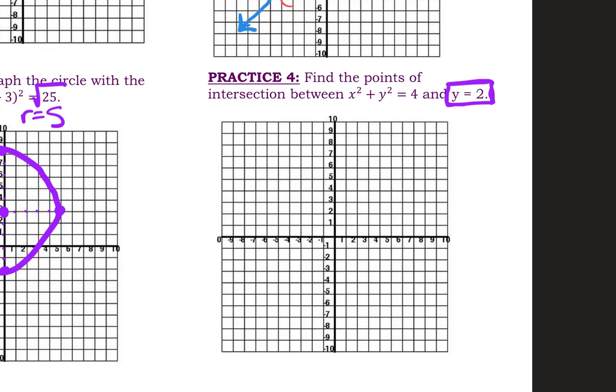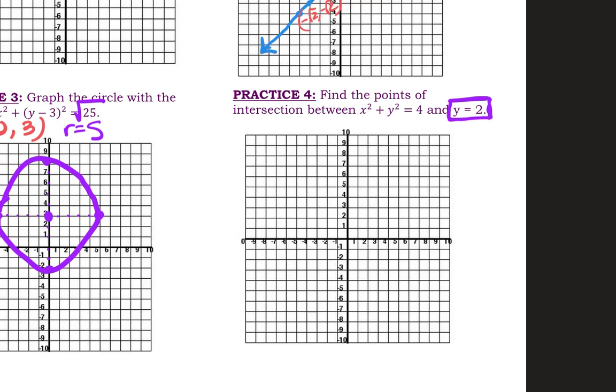All right, next one. Paxton, what's your center on the next one, Paxton? 0, 0. All right, so our center is 0, 0. What was your radius? 2. So up 2, right 2, down 2, left 2. All right, so your radius was 2.